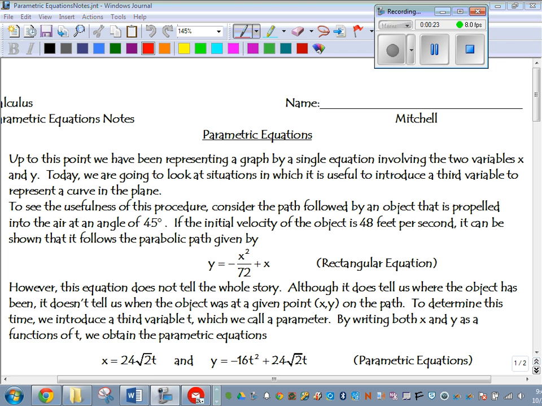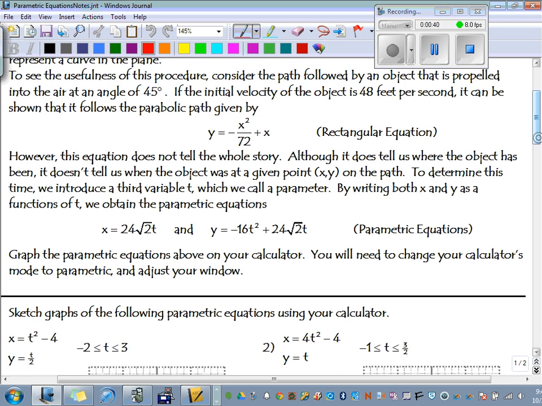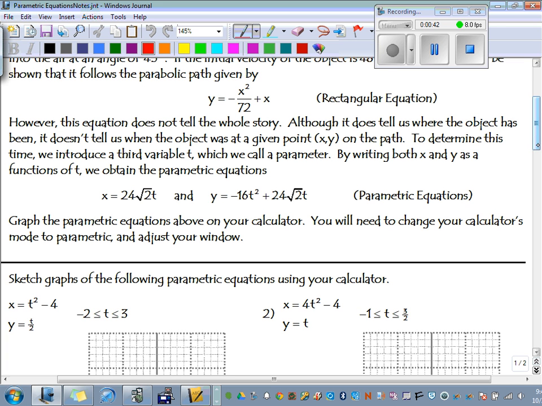If the initial velocity of the object is 48 feet per second, it can be shown that it follows the parabolic path given by y equals negative x squared over 72 plus x. So you see there it says it's a rectangular equation. Those are the equations that we're used to. Solve for y in terms of x.